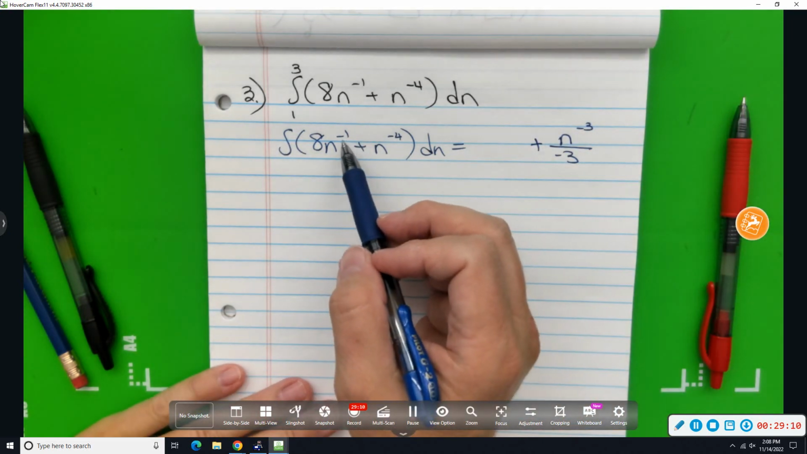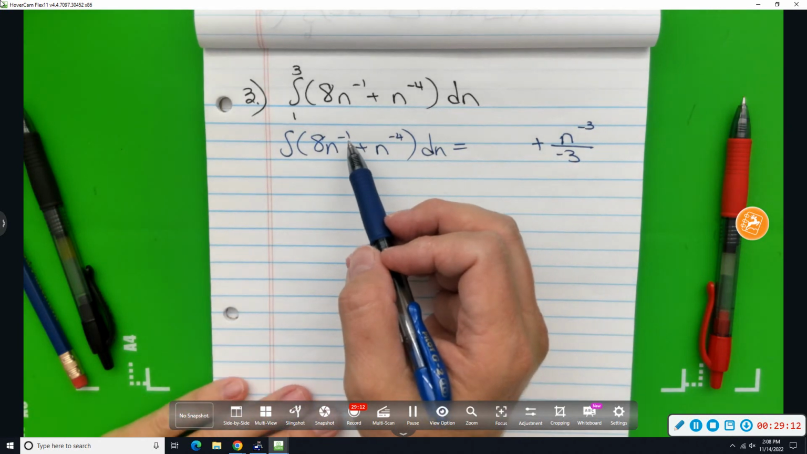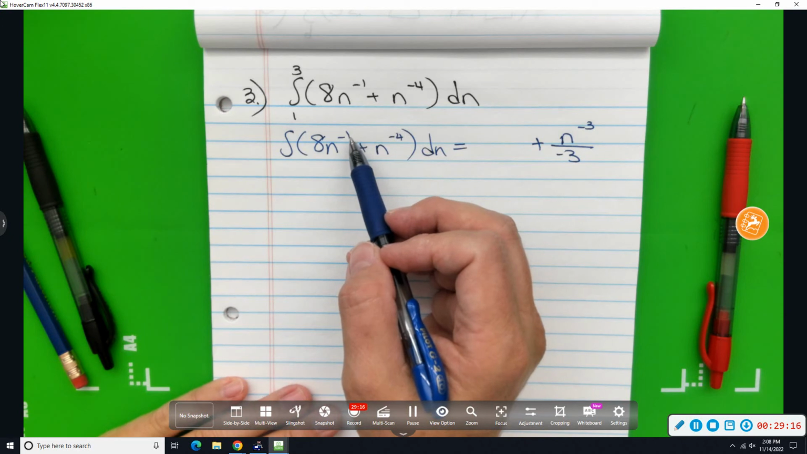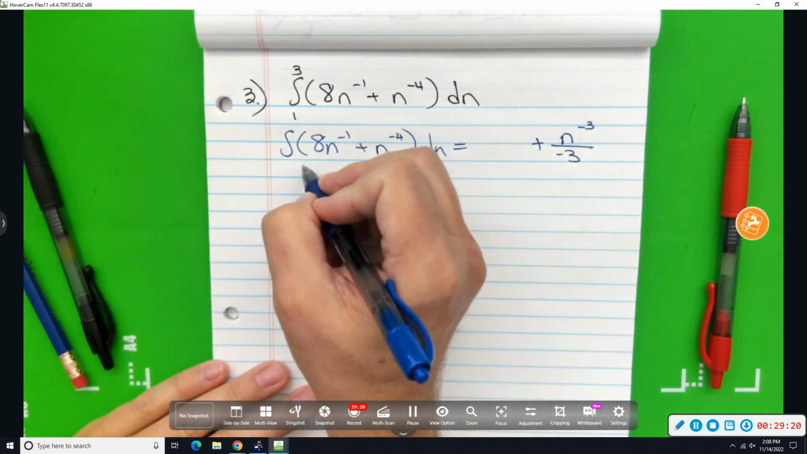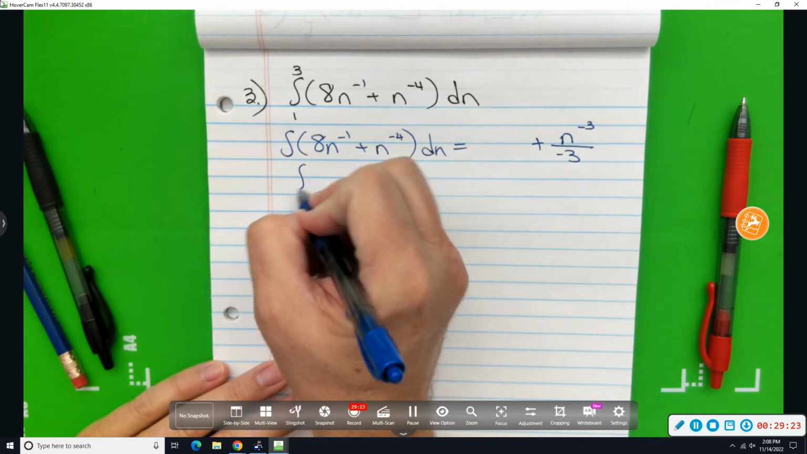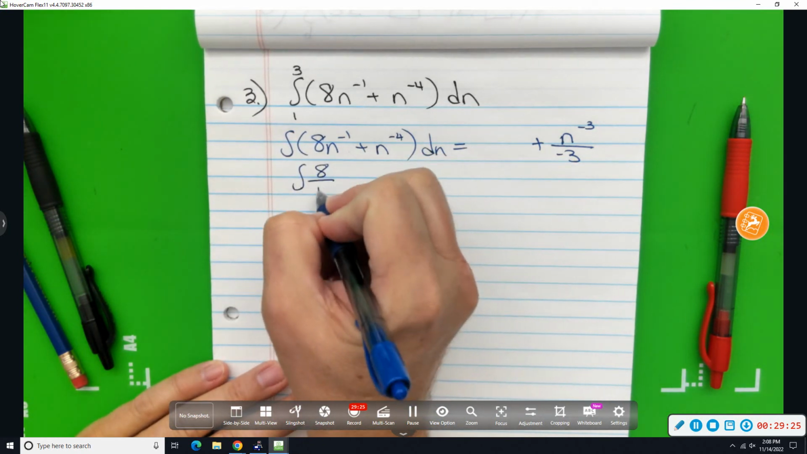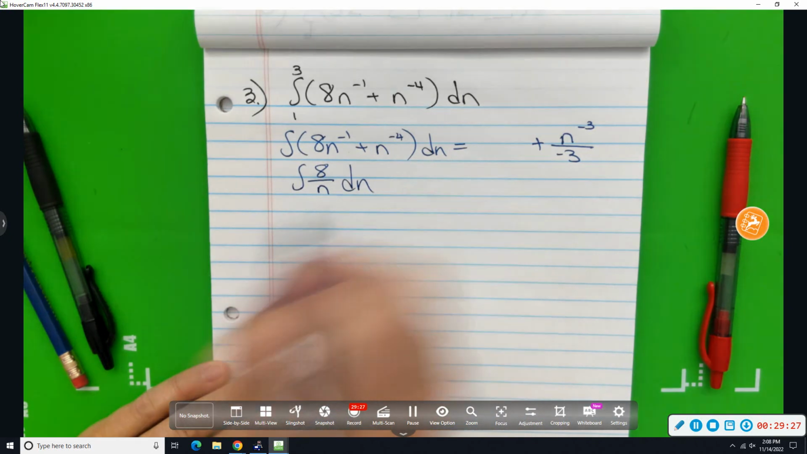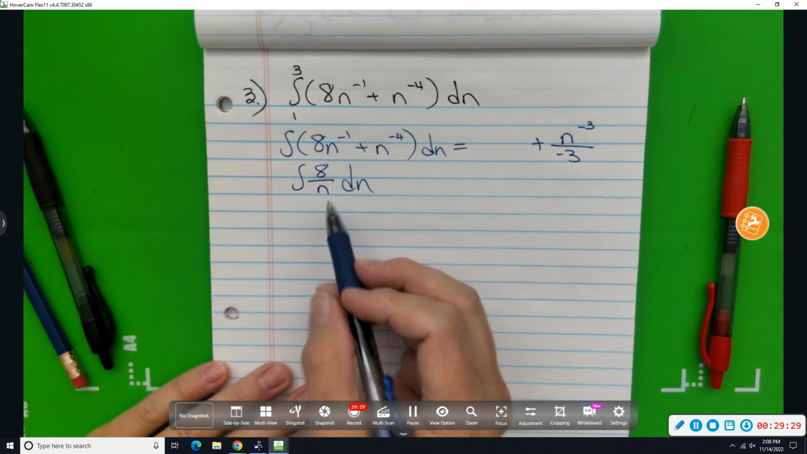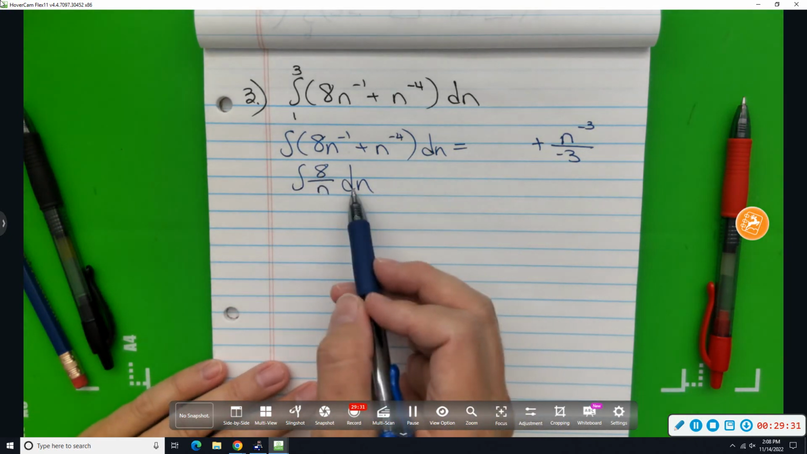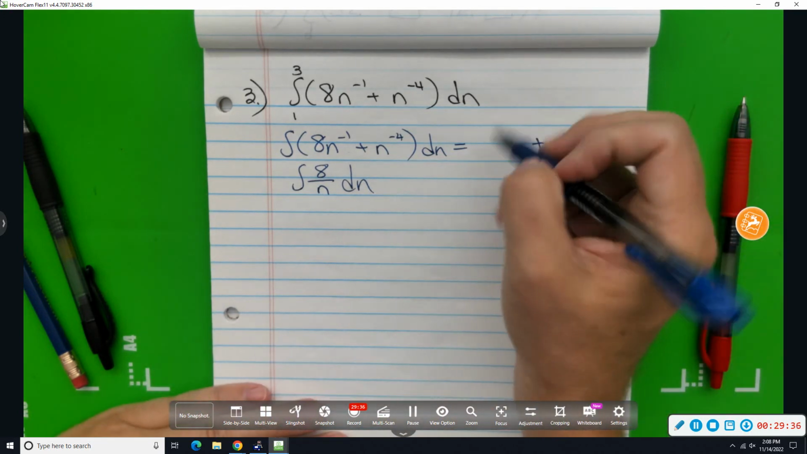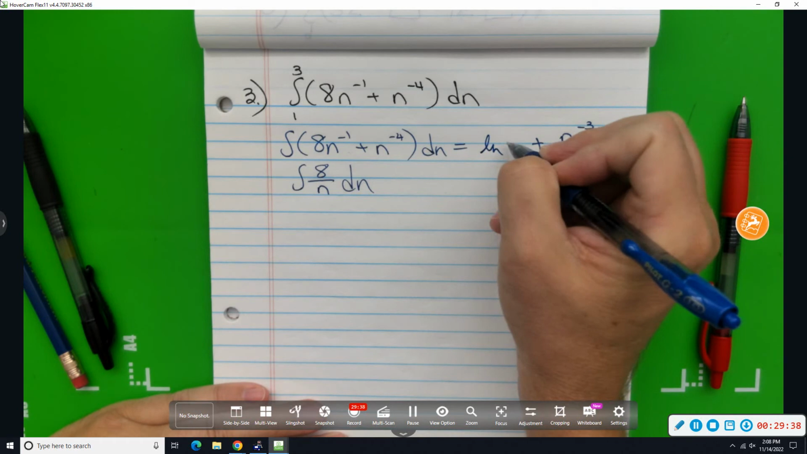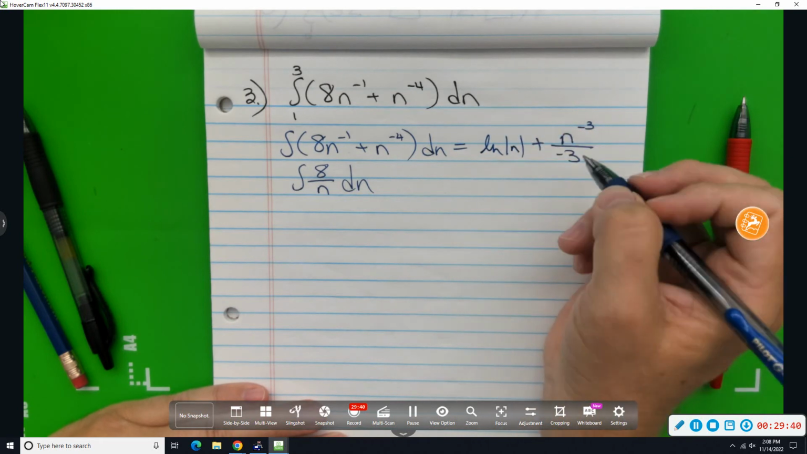What are we going to do here? If you add 1, what are you about to get? A 0? Can you divide by 0? No, remember, that's right. Okay, I heard it. It's 8 over n dn. And we know the antiderivative of 1 over n dn is the natural log of the absolute value of n.